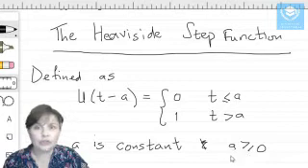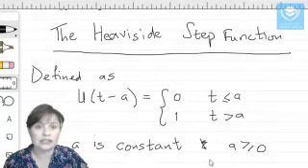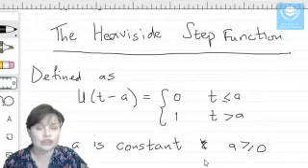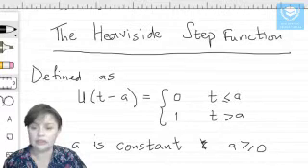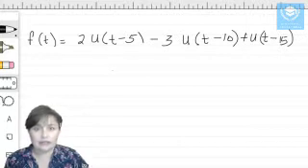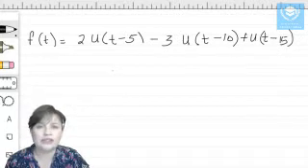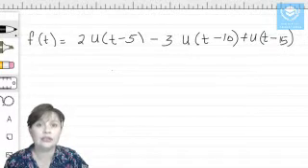So now what we're going to do is, in an example, I'm going to show you how to convert a Heaviside step function into a discontinuous function, and then also to graph that function. So let's have a look at the example. Now from the definition of the Heaviside function, you'll see that it acts almost as a switch, right? So there's something happening at that t equals a.